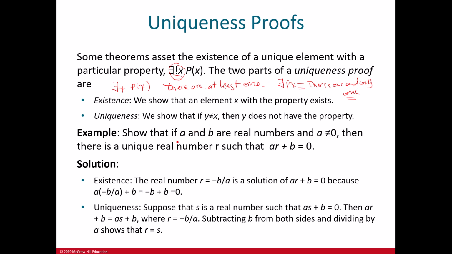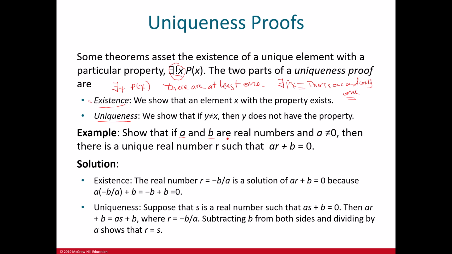In order to prove something like that, I have to do two things. I have to show the existence, at least one, and then I have to show there's no other one other than the one we just discovered. So we're going to show uniqueness. This is the way you show that something is unique. Let's look at an example.